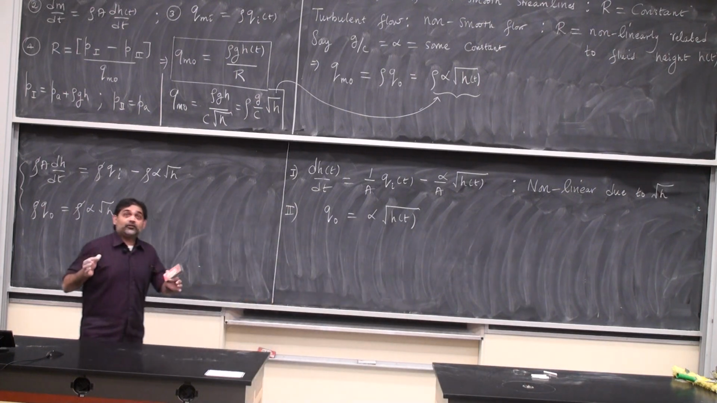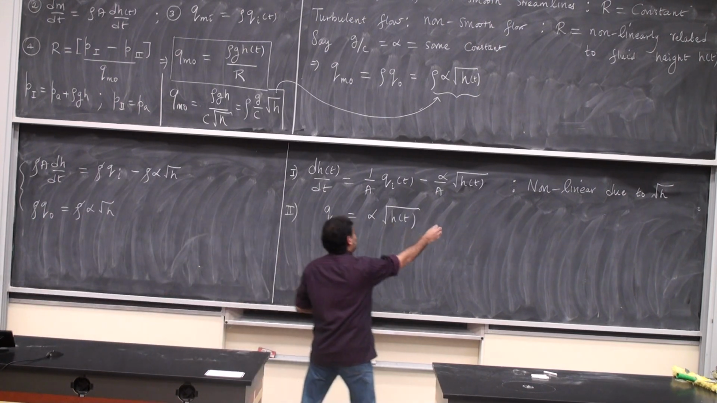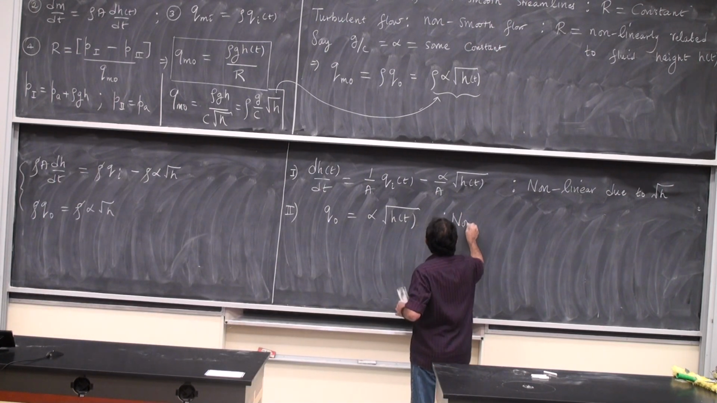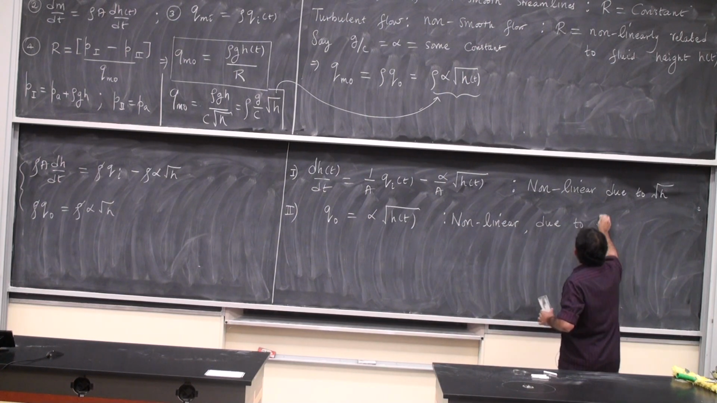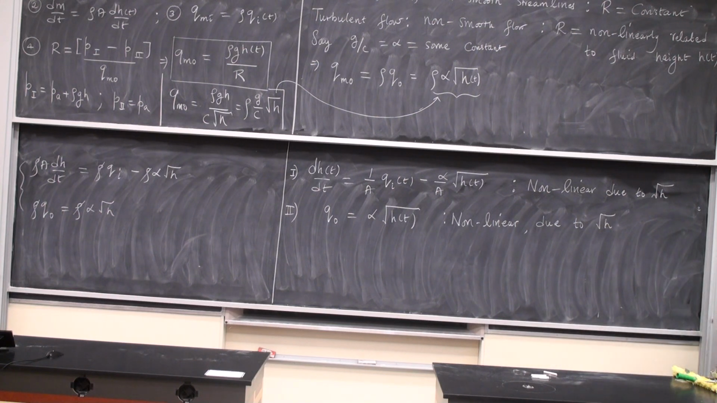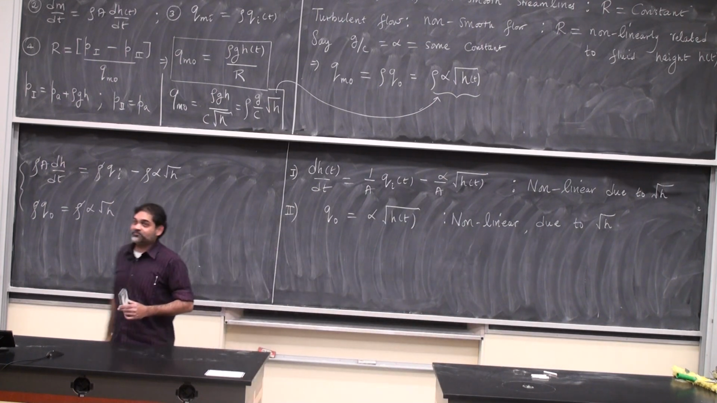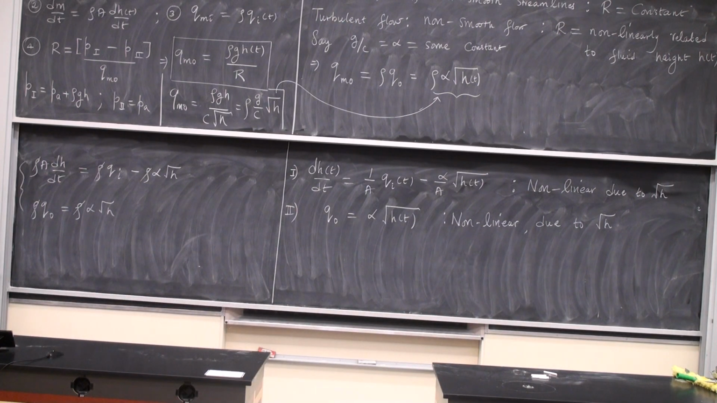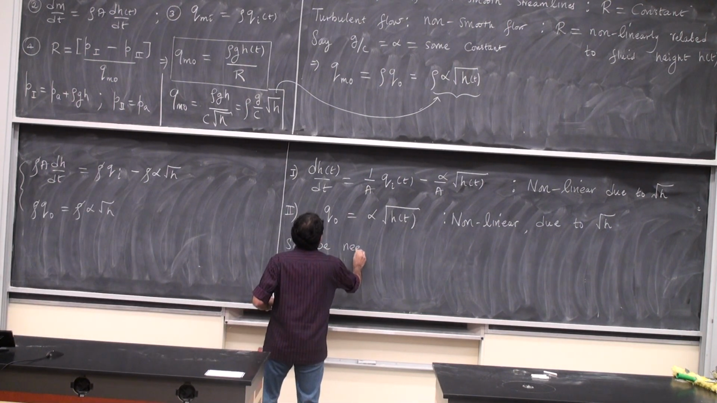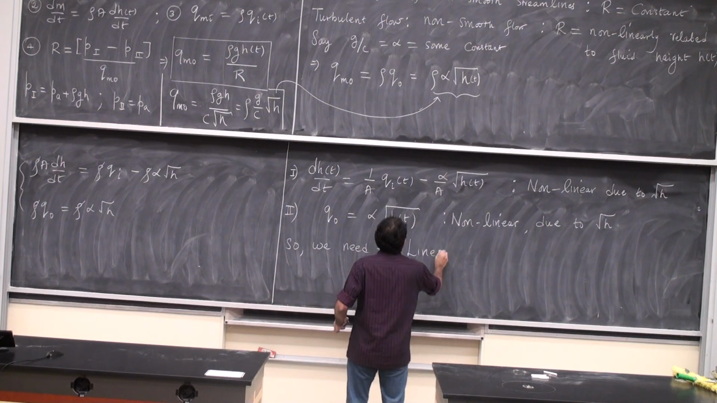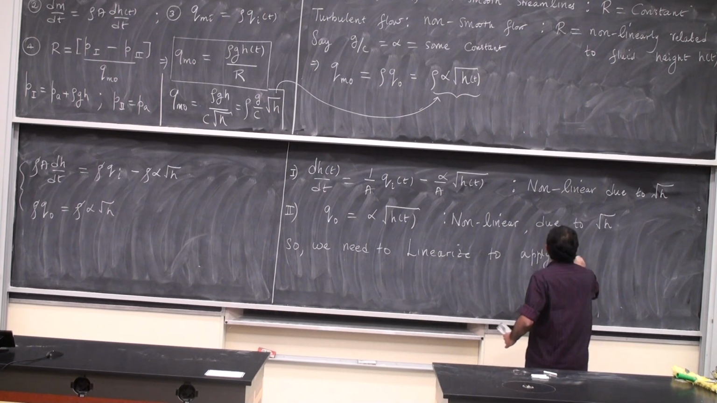And because it's nonlinear, I cannot apply Laplace transform, so what should I do? We have to linearize it. So this is also nonlinear, but it's not a differential equation, it is just a relationship between the control parameter h of t and the output parameter Q naught. All right, so we have to linearize to apply Laplace transform techniques.